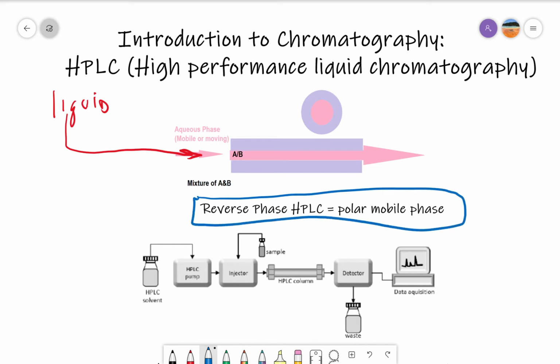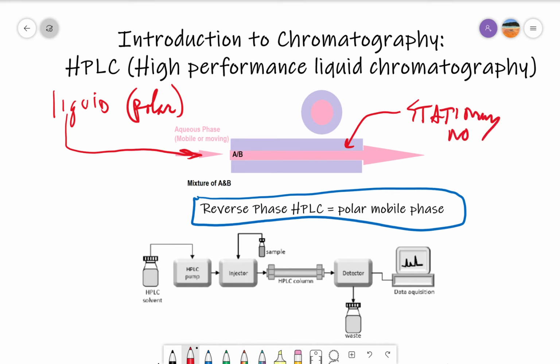And in this particular case, we are going to be talking about reverse phase HPLC, where the liquid mobile phase is going to be a polar solvent and the stationary phase is going to be a nonpolar compound. That way, the equilibrium that is being set up between the two immiscible phases is going to be based on the polarity of the molecules.